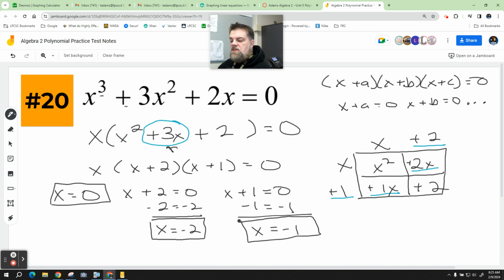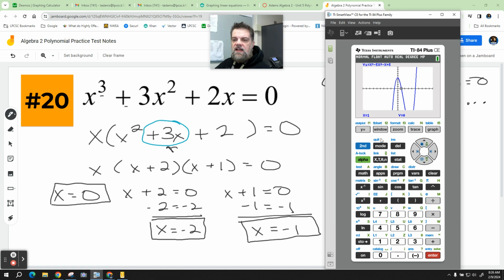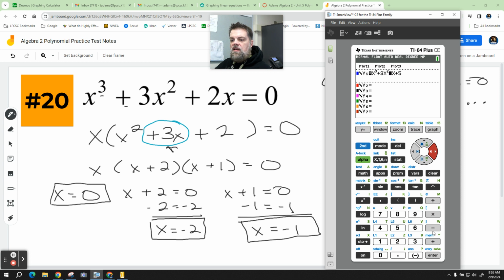Well, Mr. Adams likes to think that he's good at math, but how can I double check my answer? Any ideas? How can I double check my answer, guys? Graph it. So plug it into the graphing calculator. So go to y equals. I've got x to the third power plus 3x squared plus 2x. Graph it.